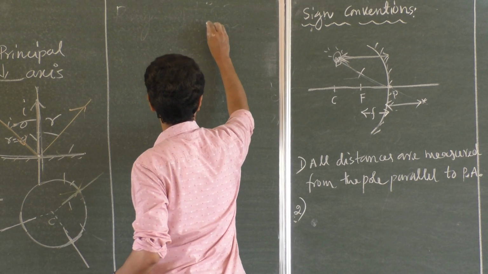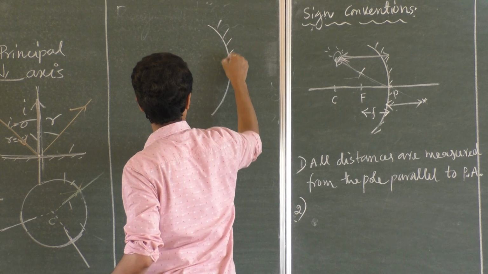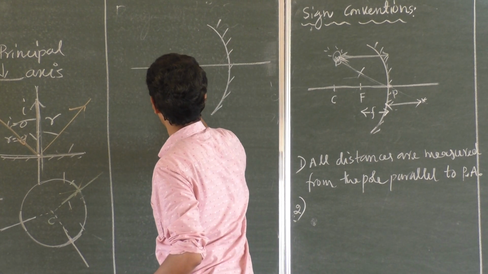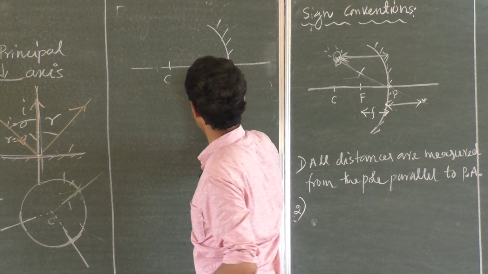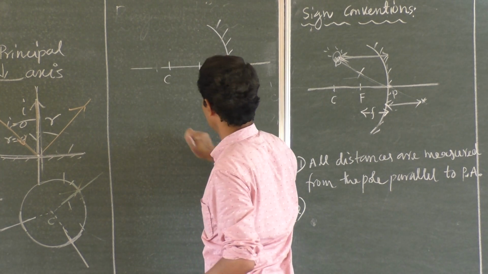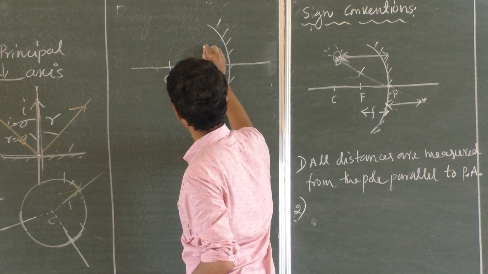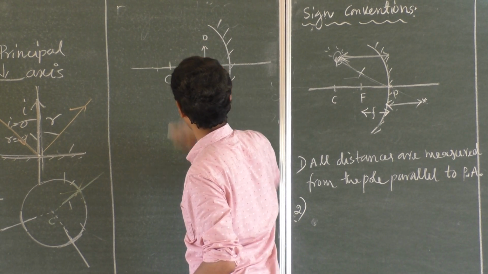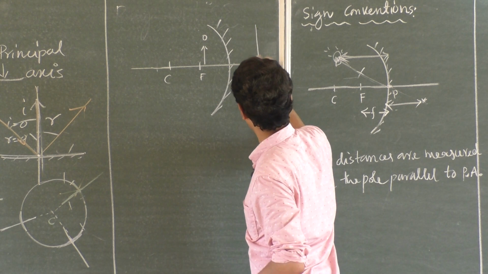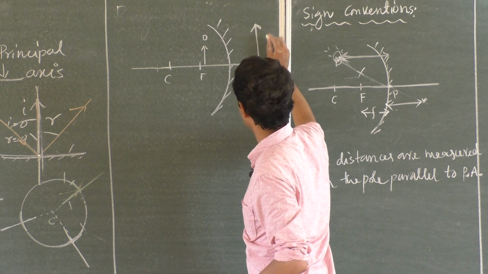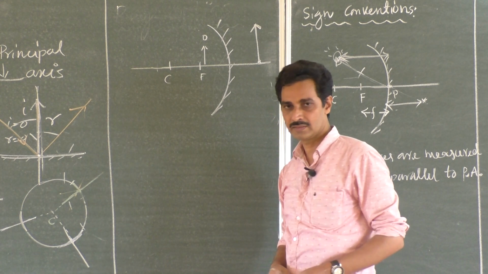Suppose this is a concave mirror and I place the center, it's the center of curvature, and the focus where parallel rays meet. Now suppose I have an object here. Suppose the image is formed here, an image is formed here inside the mirror like this.